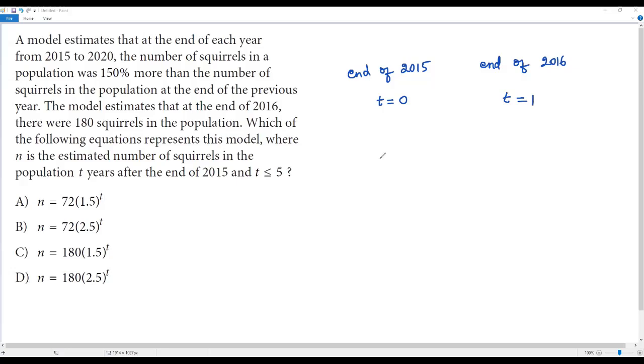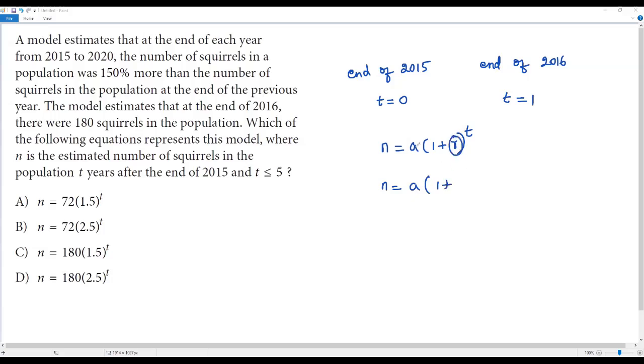Okay, let's write the exponential growth function for this one. That is n is equal to a times 1 plus r, to the power t. Here I've taken n on the left side because this question is about the number of squirrels, and n represents the estimated number of squirrels. And a is the initial value, that is the number of squirrels we have in the beginning, at the end of 2015, which is not given in the question. So we have to take this a as it is.